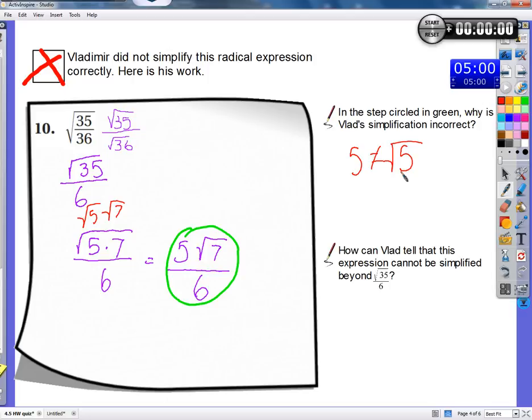How can Vlad tell that his expression cannot be simplified beyond square root of 35 over 6? Once he gets to this stage right here, it's done. It's as simplified as possible. And how can he tell that? Well, isn't square root of 5 times 7 also correct? Sure, but that's not what we would call simplified. It's equivalent. It's not what we would call simplified.